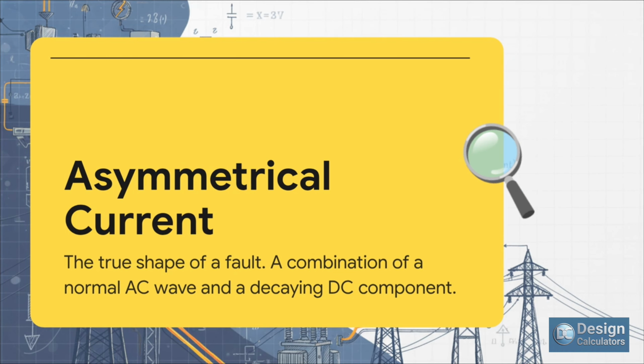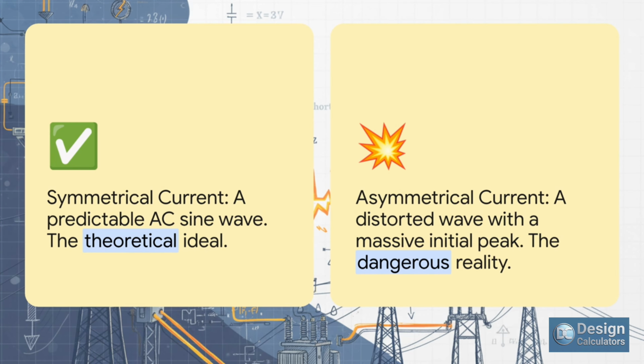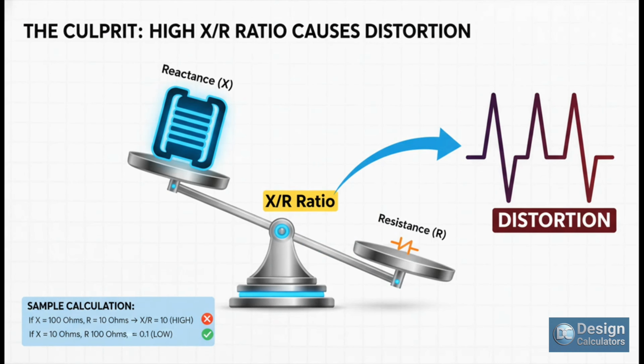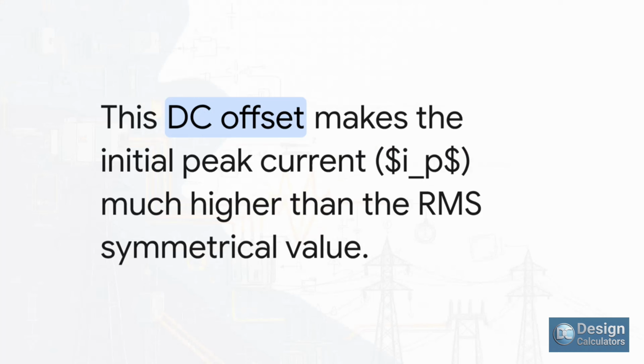Here's our first clue. Real-world fault current isn't some perfect, clean wave. It's messy. And that's where it gets interesting. The huge gap between the textbook ideal and the dangerous reality. So what's causing all this chaos? It's something called a high X over R ratio. This offset creates a massive initial peak, putting incredible mechanical stress on the equipment.